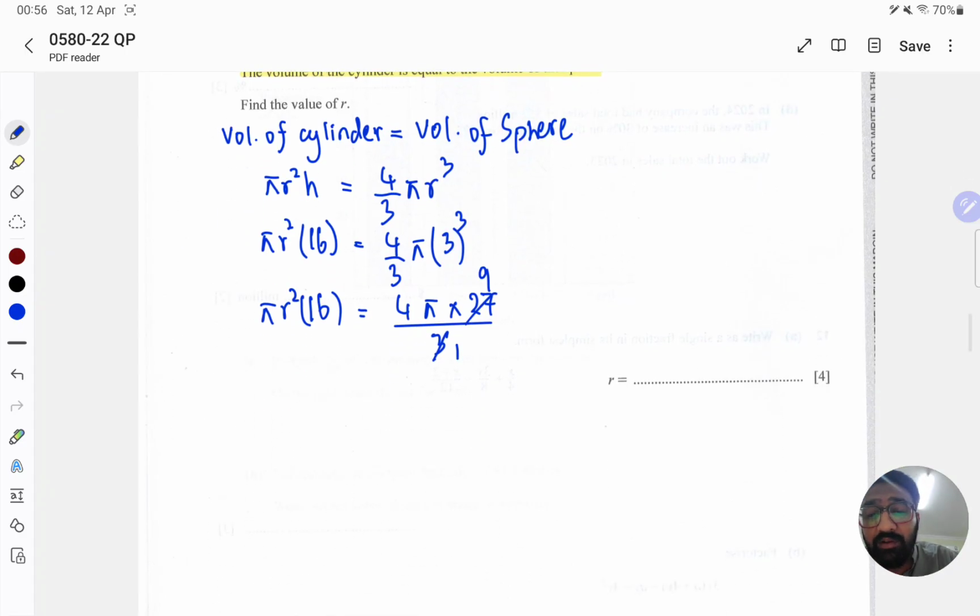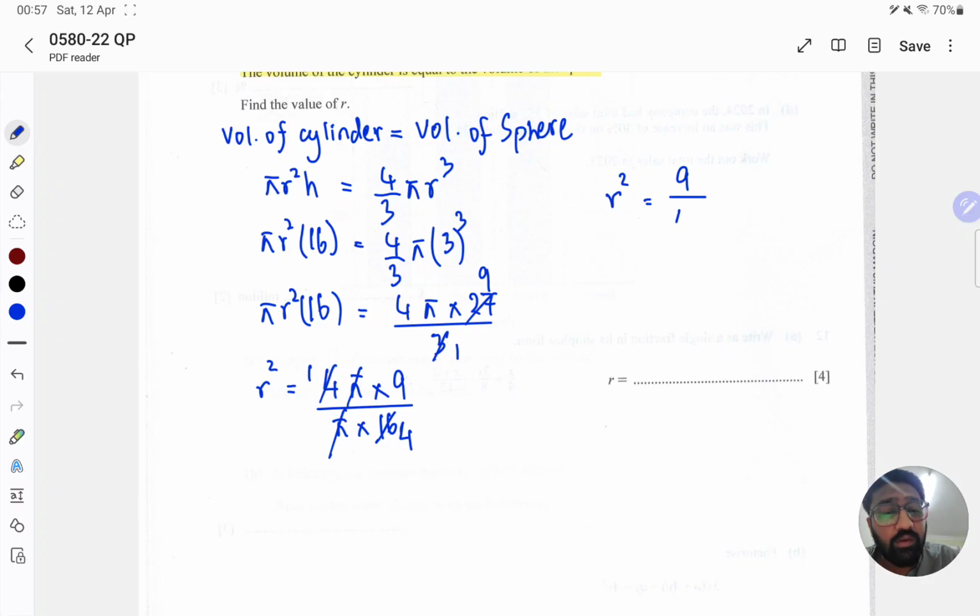I need to find the value of r. I'll keep r to this side. So basically r square on this side, 4 pi multiplied by 9. Remember, I told you not to do the multiplication in paper 2 because it is going to make life easy for you. I'll show you how. Pi is going to go that side, multiplied by 16 also in the denominator. Now pi and pi will cancel out. 4 times 1 and 4 times 4 is 16. So r square is equal to 9 over 4.